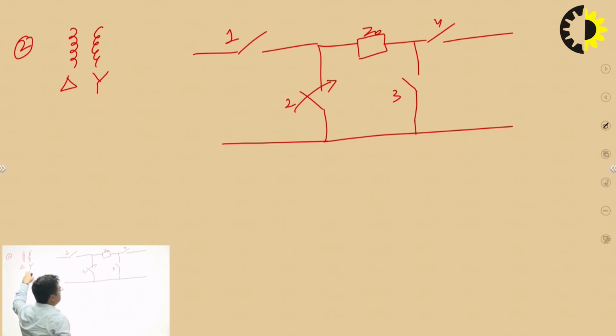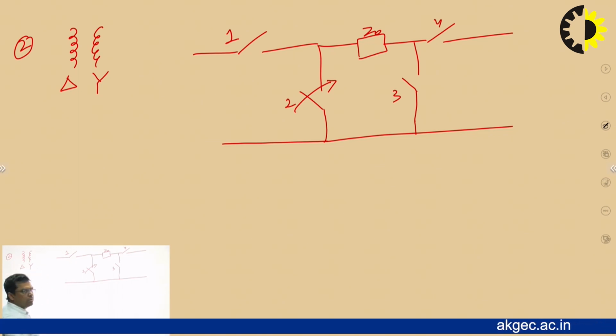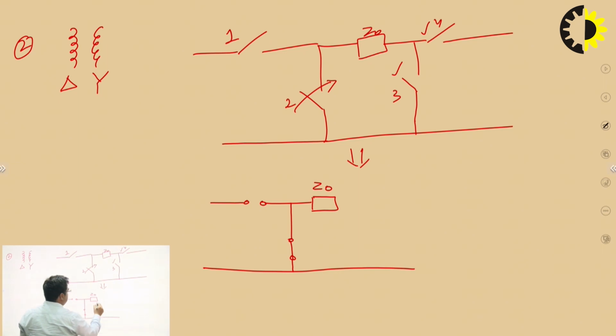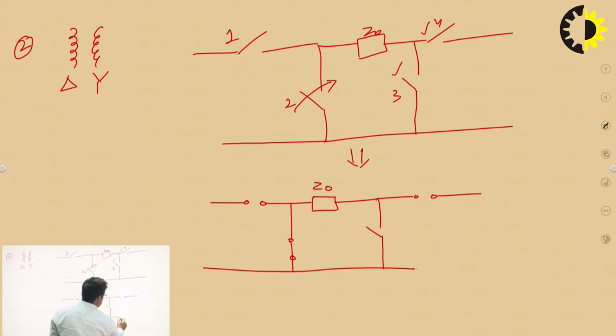But on the secondary side you will find there is a star connected network, but there is no interconnection. There will be no grounding. So switch number 4 will be open and switch number 3 will also be open because there is a star connected network. If we redraw this circuit, we will find that this will be open. There is impedance Z0. This switch will be closed and this will be open and this will be open. So we will find this type of configuration if there is a delta star connection.